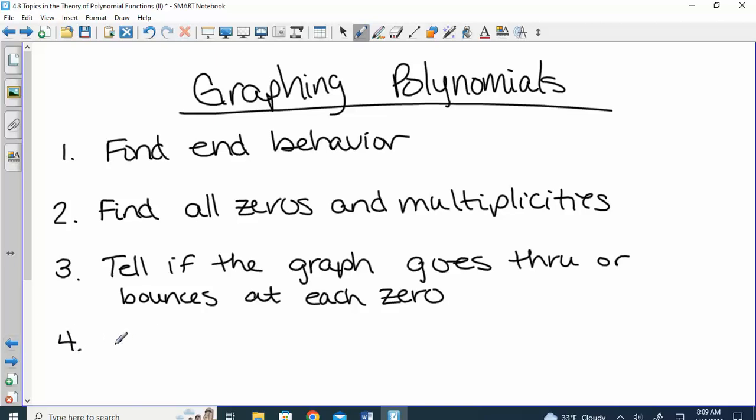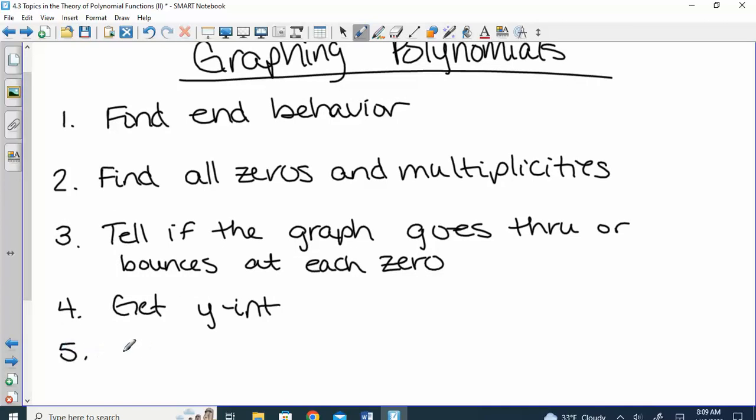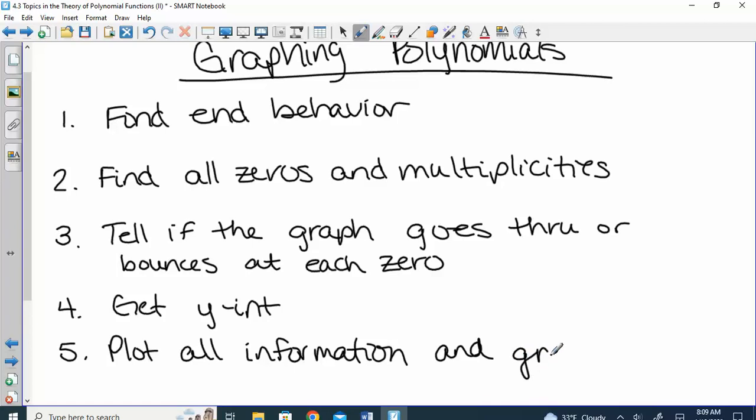Step 4 is to get the y-intercept. Step 5 is to plot all information and graph. So these are the things that I will be asking you to do when we draw these graphs.